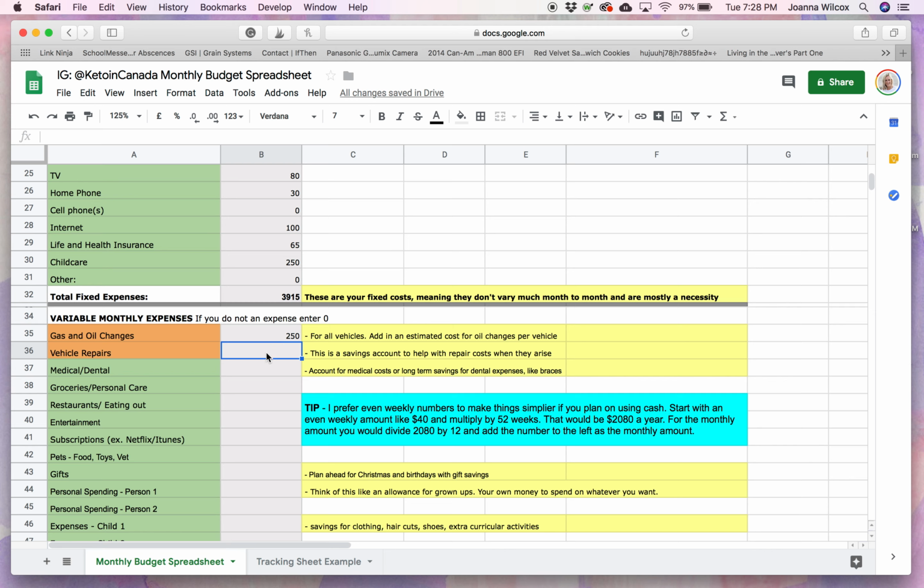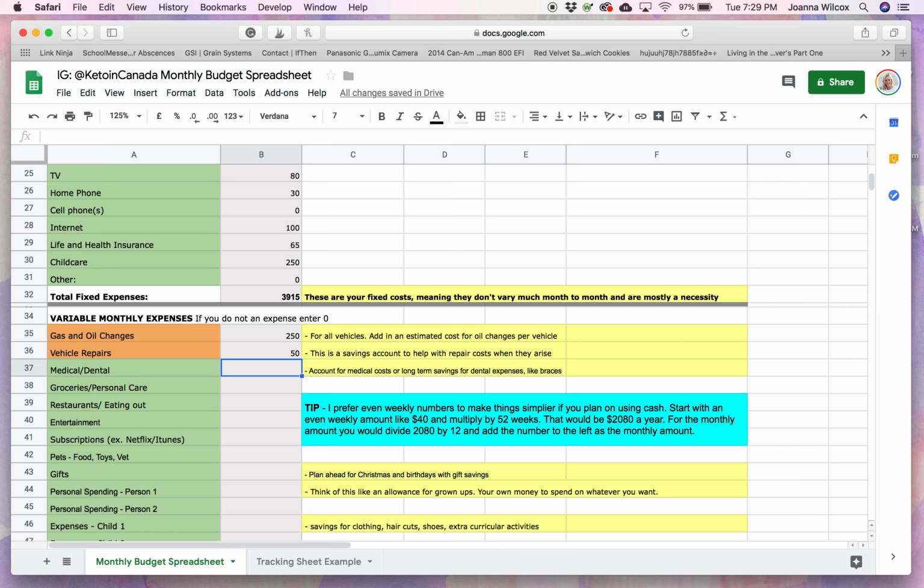Vehicle repairs, they are bound to happen, whether you're just buying windshield wipers for your new car. But depending on the age of your car, it might look like $50 a month, or it might look like $400 a month if you have extensive repairs. I'm just going to put 50 for now.